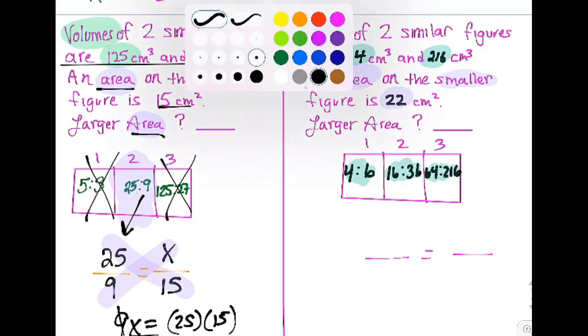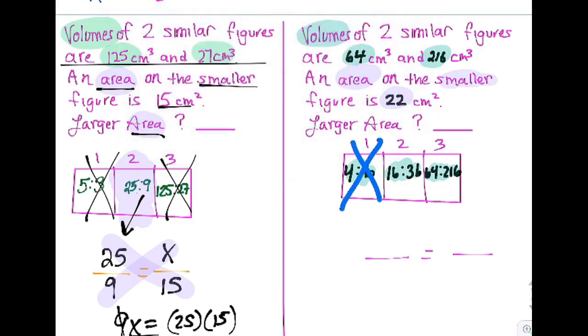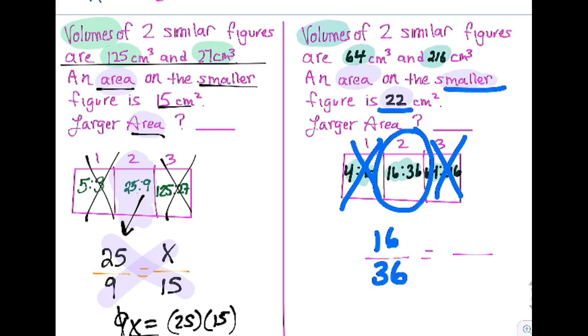So the area is all I care about. I don't care about that or that. I only care about the area. The area is 16 over 36. And the smaller is 22 on the other side. Smaller one's on top, so 22 over x. Then we cross multiply and solve, and you're done.